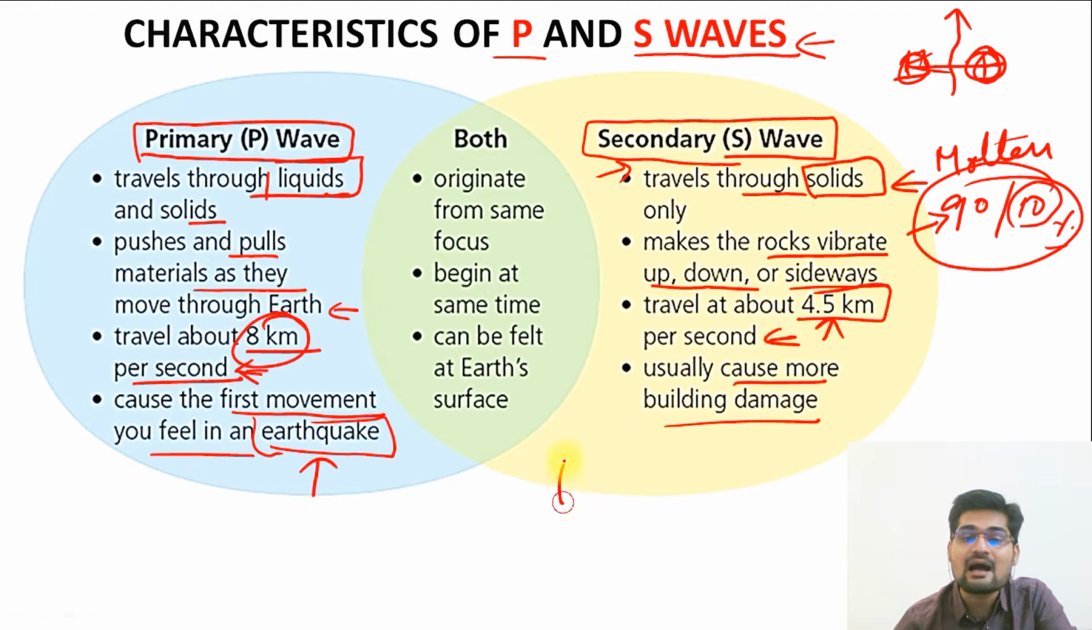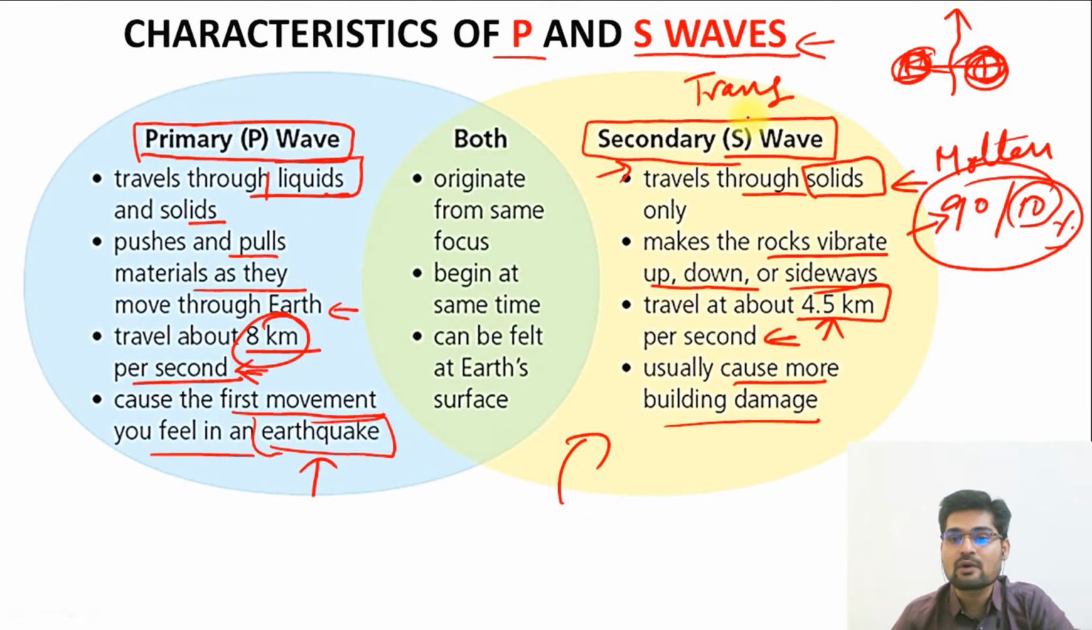It is the second to reach after the primary wave, and because there is a sideways movement as well, it is transverse in nature, as we know. So that is important to understand here. Now, both of them originate from the same focus. They begin at the same time and can be felt at Earth's surface. So that is the commonality. That is important to understand the characteristics of these waves.